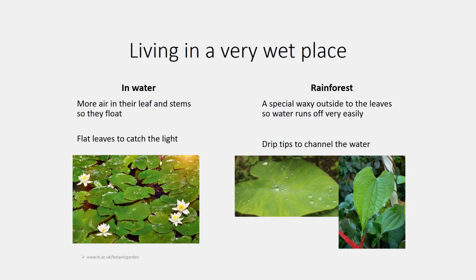Water lilies have extra air in their stems and leaves so they float on the water and can trap as much light as possible to photosynthesize. The leaves of plants in the rainforest could break if large amounts of water settled on them, so they need to get rid of it as efficiently as possible. Some leaves have a waxy surface where the water pools in droplets and runs off. Others have drip tips and are slightly curved so the water is channeled down and drips off the end.